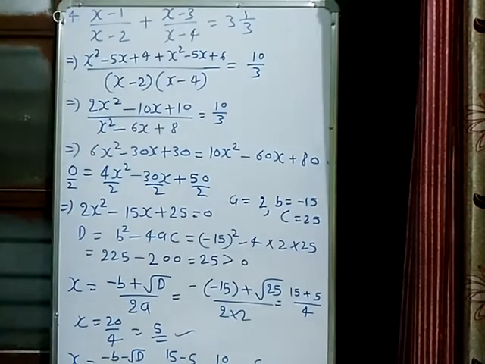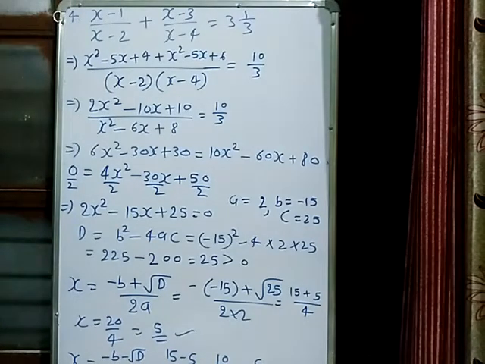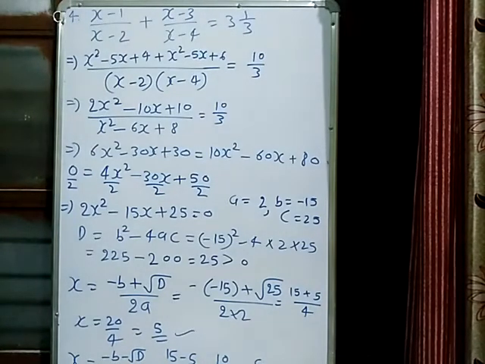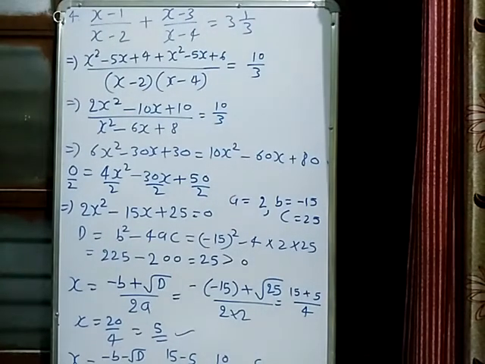Those of you who did it by other methods, please correct it. You need to solve it using the quadratic formula because it is given in the question, and its answer is 5 and 5 upon 2.